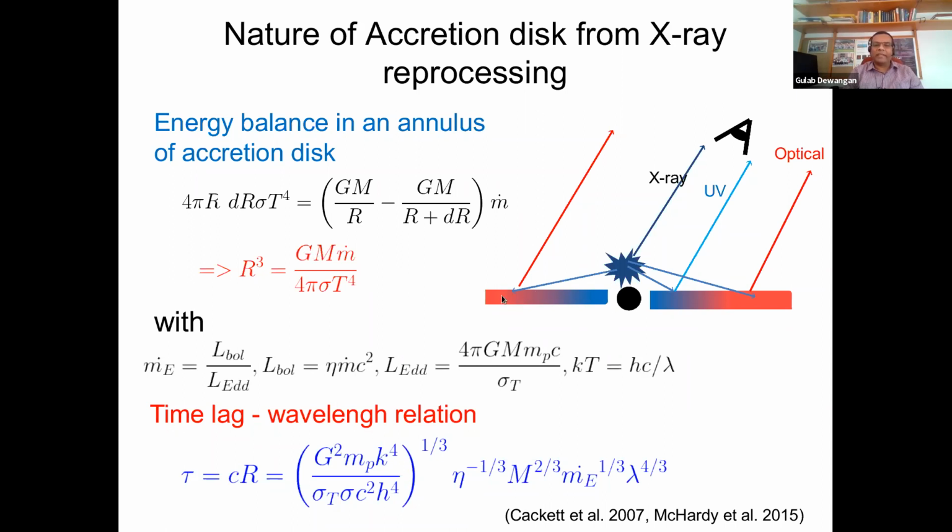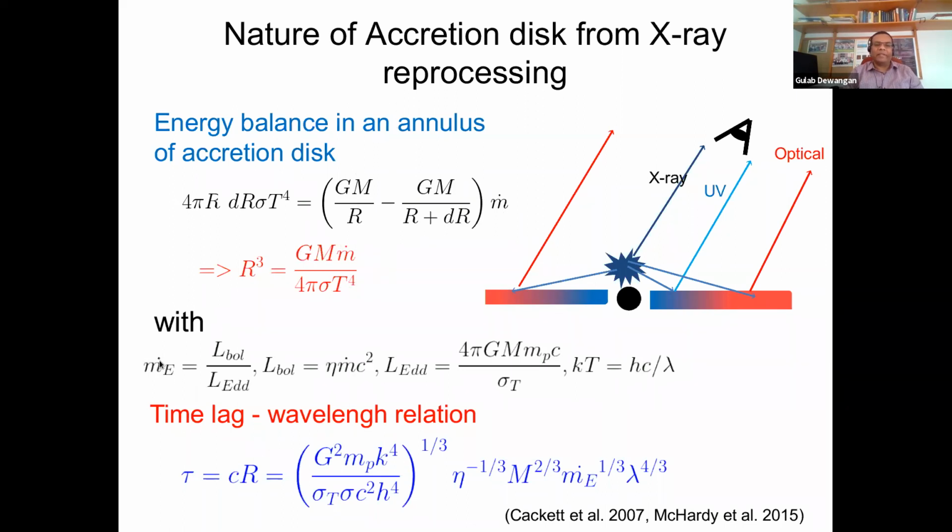consider the total luminosity emitted by, let's say, an annulus between R and R plus dr. So that will be 2 times 2 pi r dr, sigma T to the power 4, where T is the temperature, because both sides of the disk are actually emitting. That's why you have to multiply by 2. And that, of course, will be balanced by the gravitational energy released between R plus dr and R. When the material moves from R plus dr to R, this is the net amount of gravitational energy release. And then one can derive this radius to the power 3 as a function of temperature here.